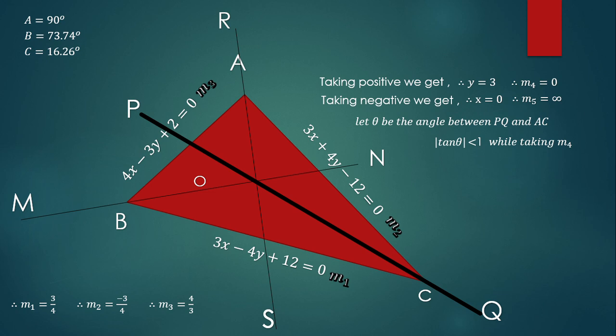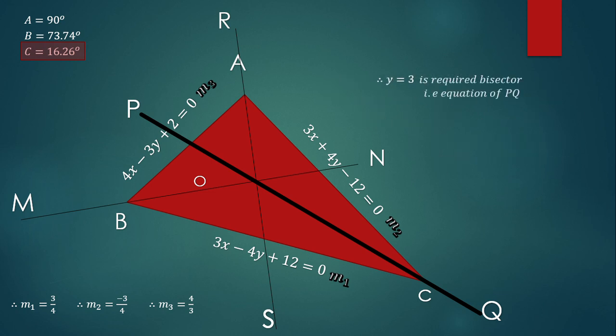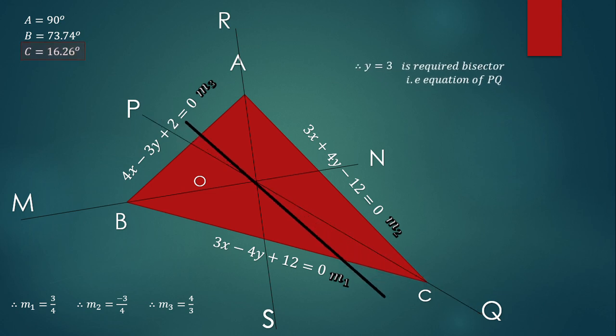But let's also find out for x is equal to 0, we will get greater than 1. Okay, and this is rejected because C is an acute angle. So we have y is equal to 3 as our required bisector, that's the equation of PQ.